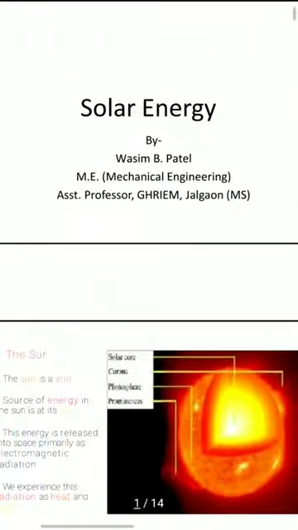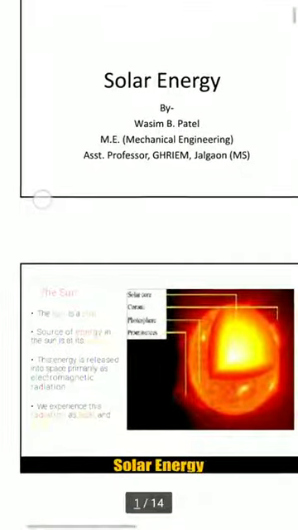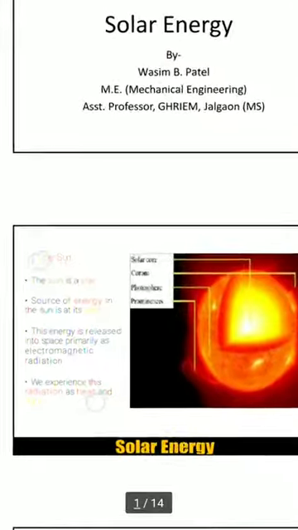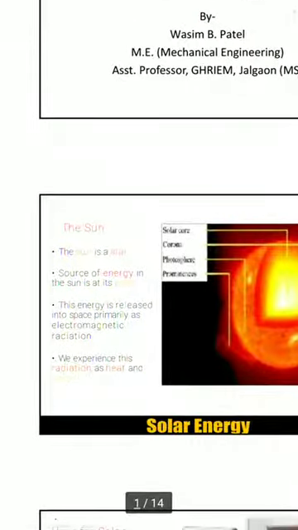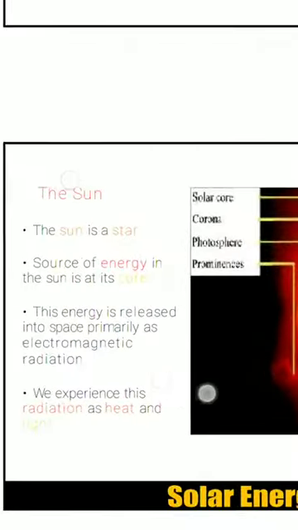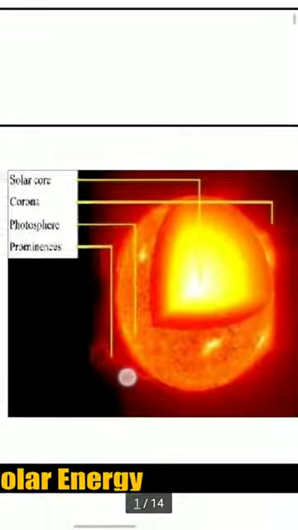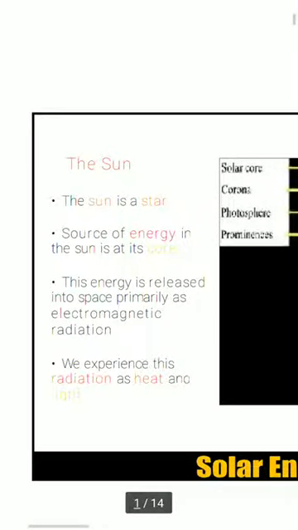Hello everyone. Today we will start our fifth unit of power plant engineering, that is solar energy. Solar energy comes from the sun. So we have to think about how the sun is constructed, or what the structure of the sun is, so that the energy is transferred from the sun. The sun is nothing but a star.